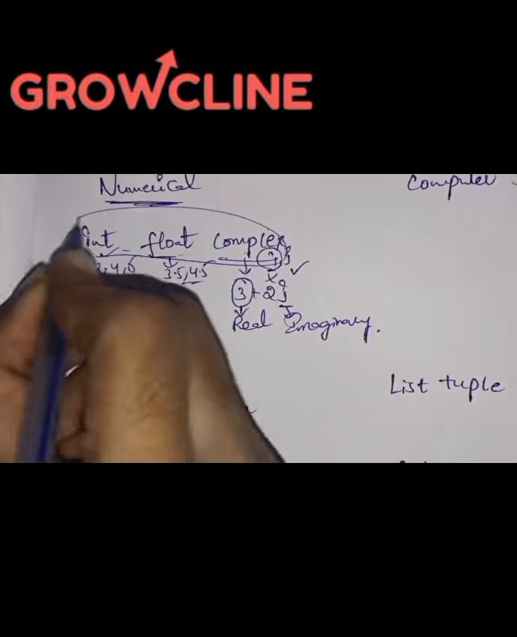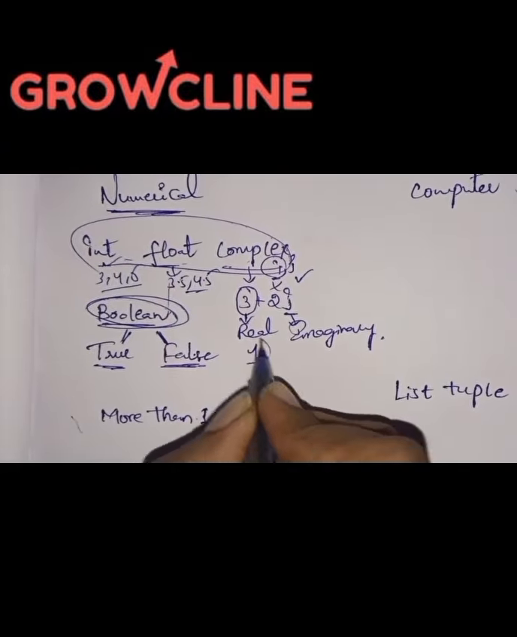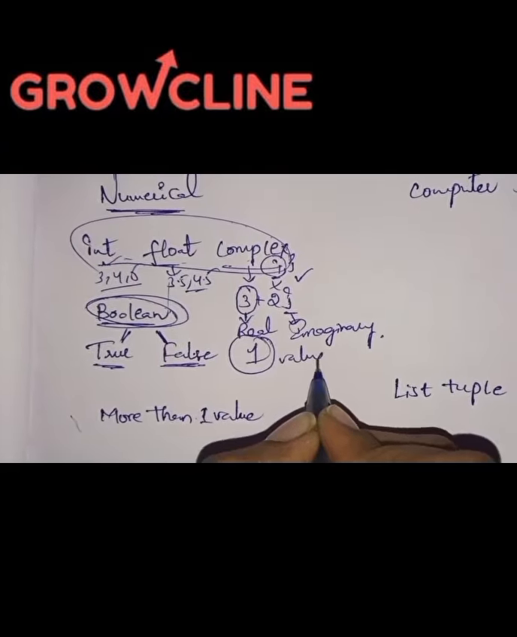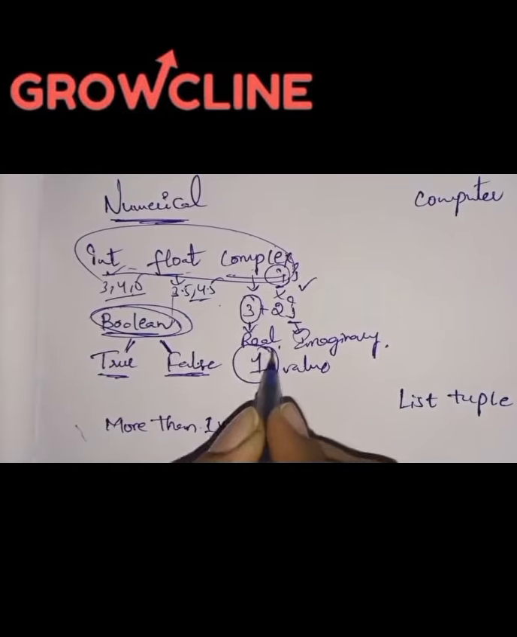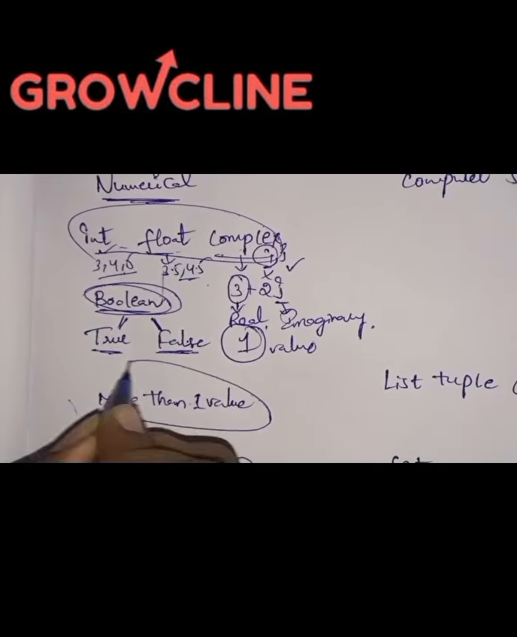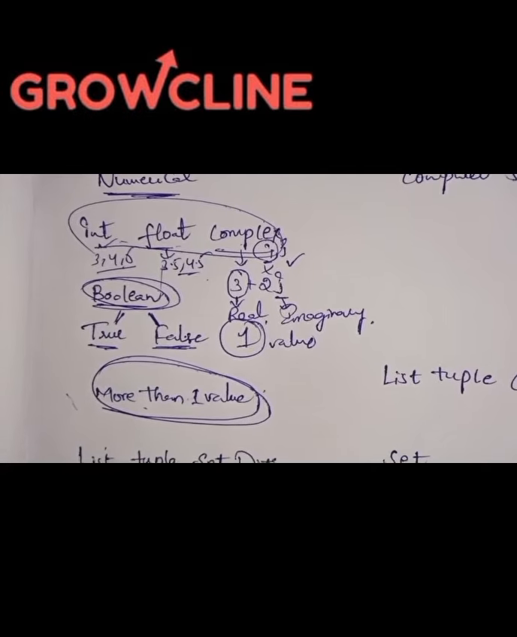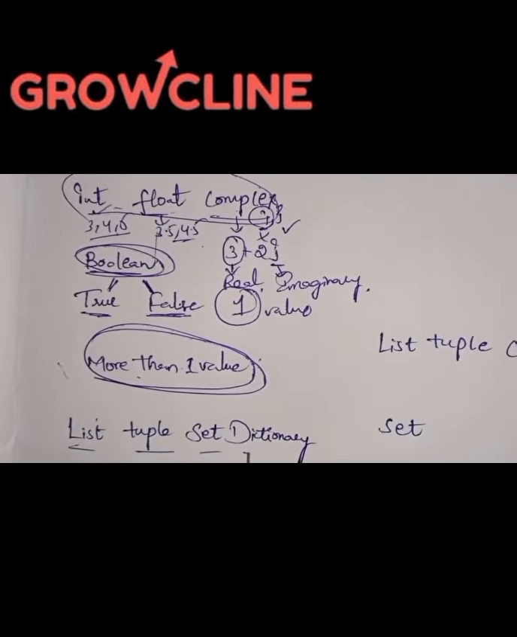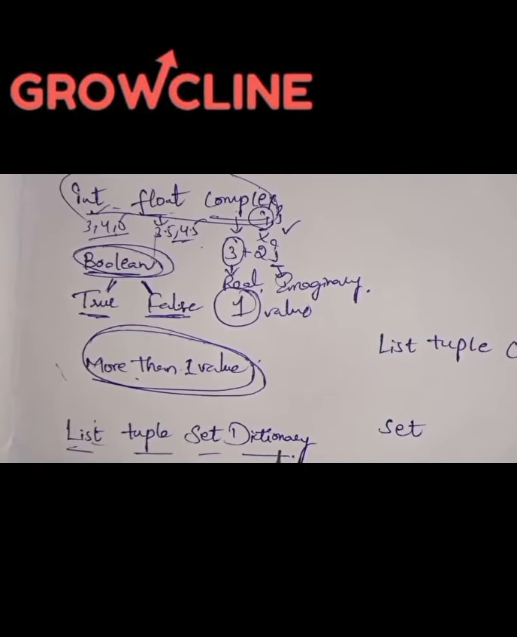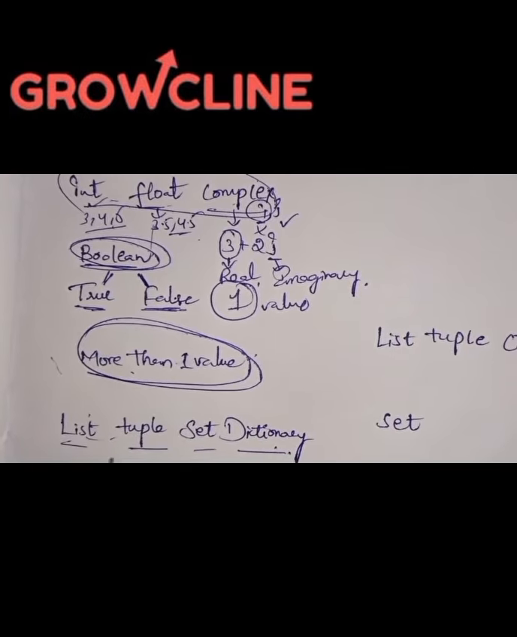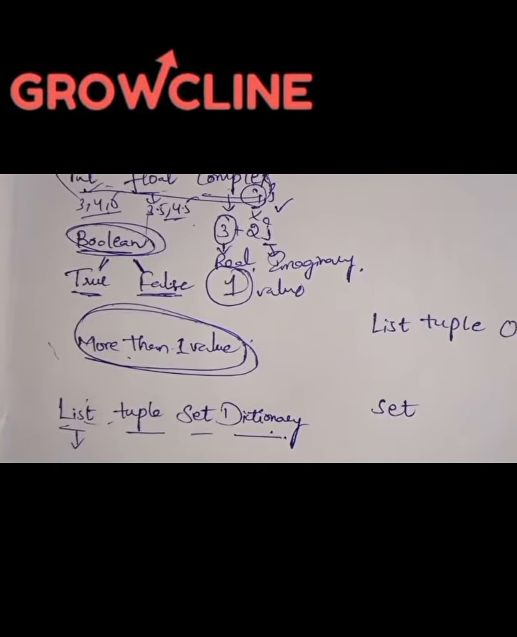To store these different types of values, we use a variable, but it can store only one value inside it. If you want to store more than one value, with different data types, we have to use another data type which is capable of storing different values. Those are list, tuple, set and dictionary. Here, list, tuple, set and dictionary come under the data types, and we can also call them data structures.